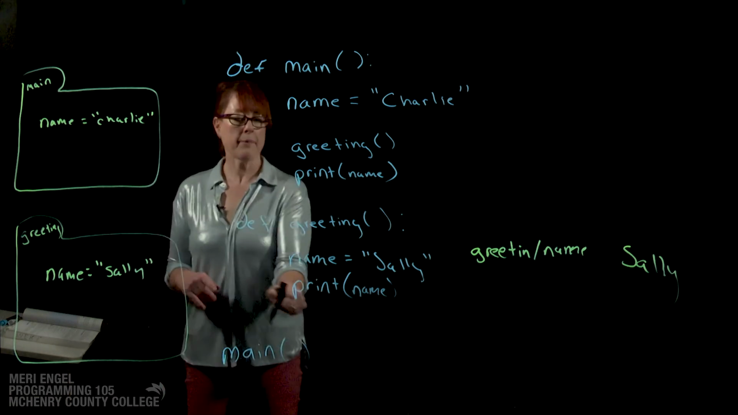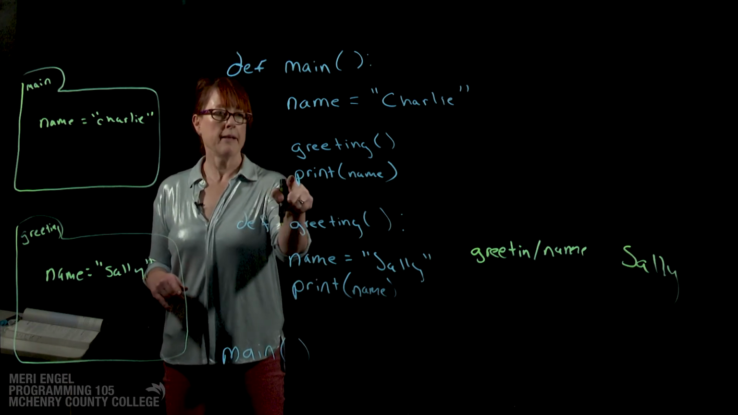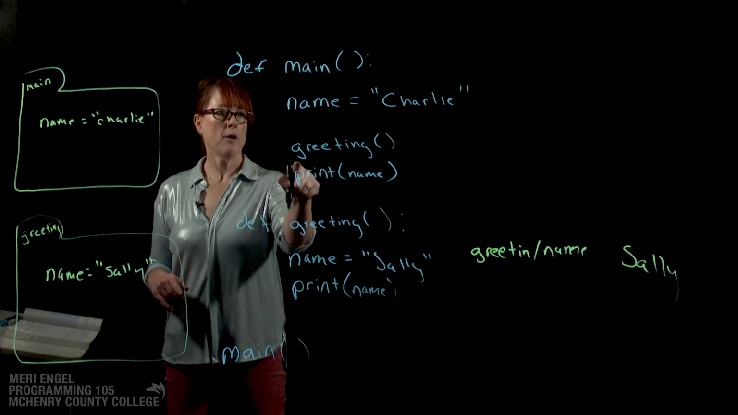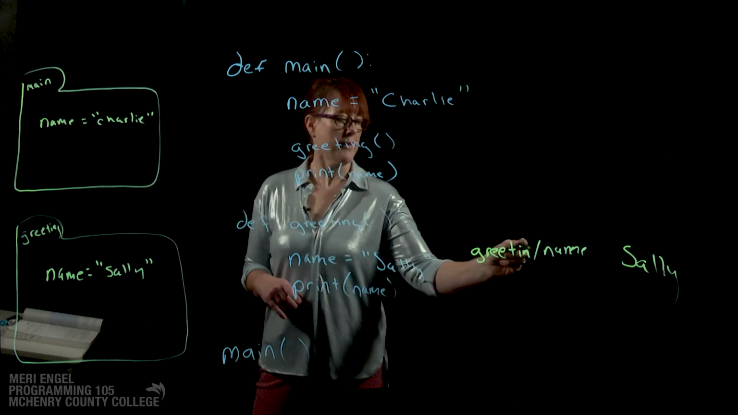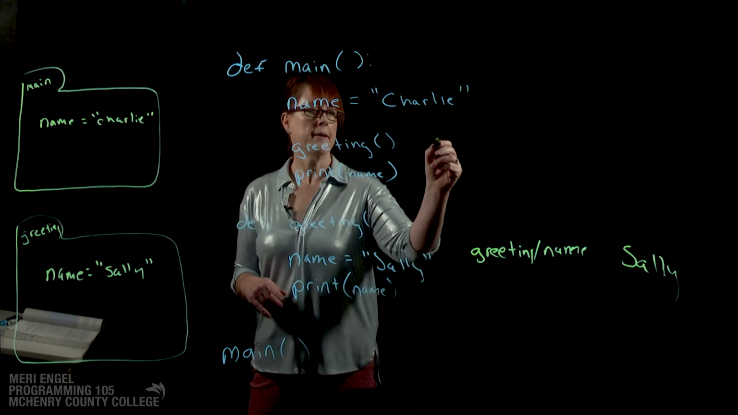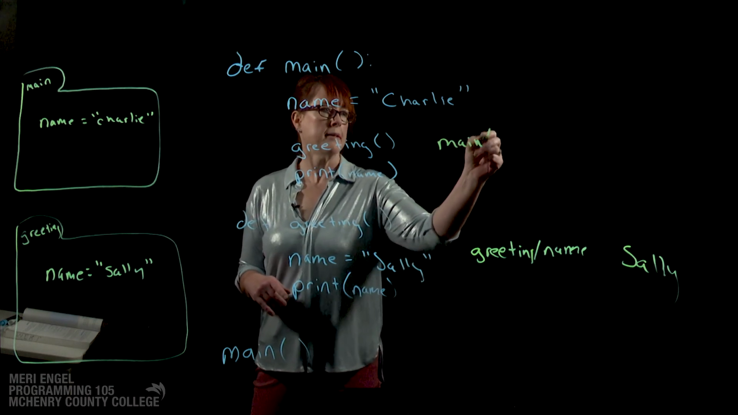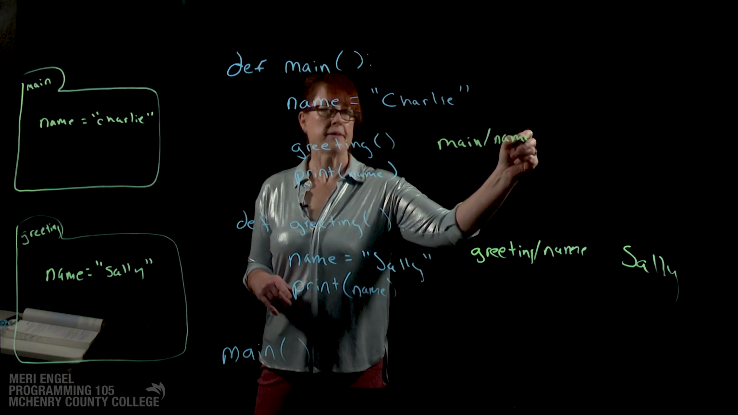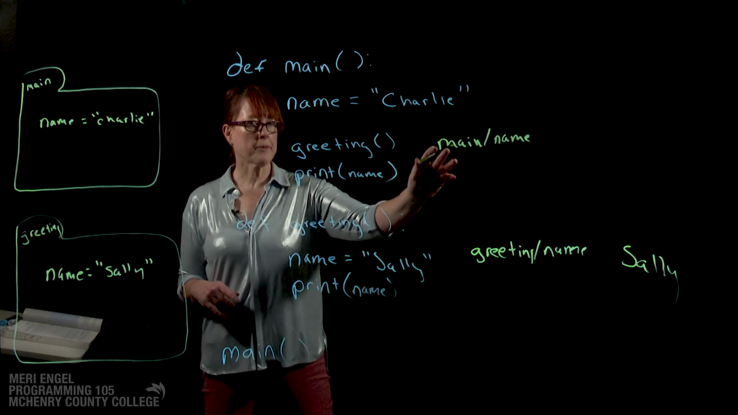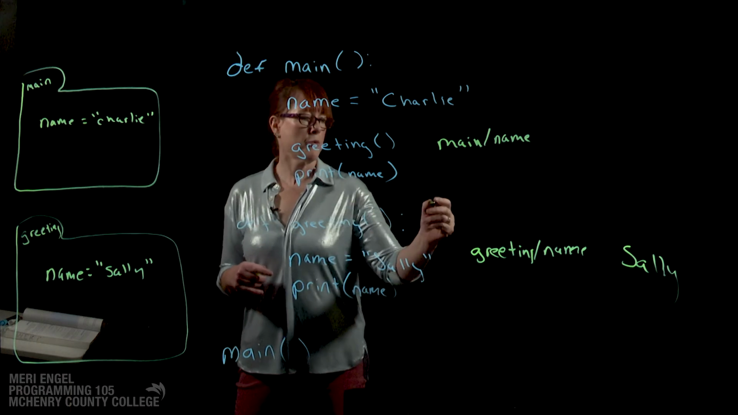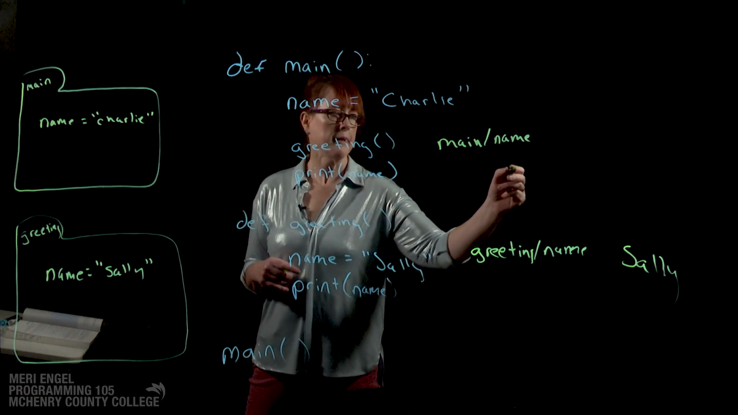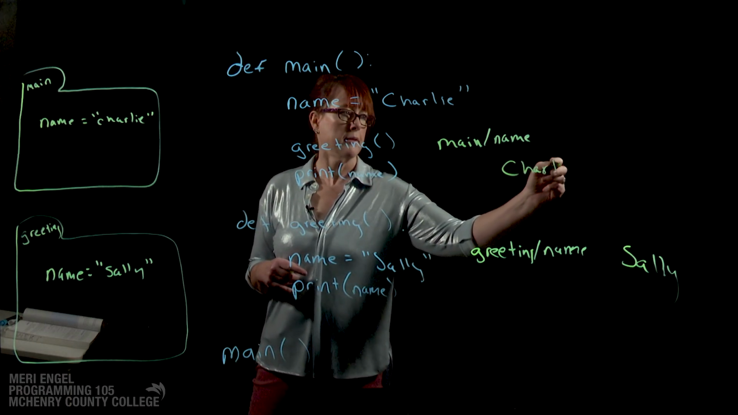And then we come back because we return. And here we would print name. Well, name in main, we're thinking of it the same way. Think of it like your file path. It would be main/name. That's not really the way it works, but it gives you a good representation of our file structure, which is a good analogy. So when we printed this one, it would be Charlie.